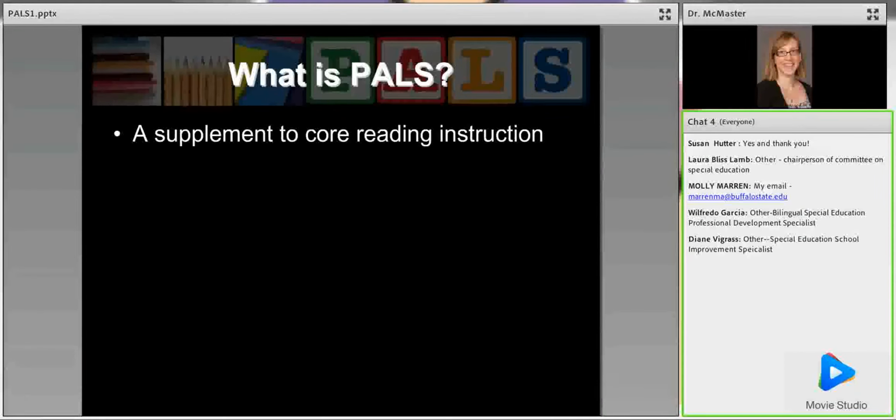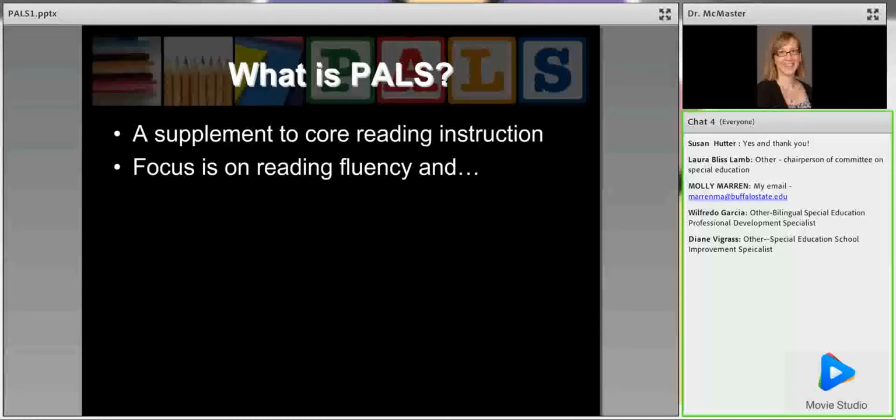So another important aspect of PALS is that it's a supplement to core reading instruction, so it's not really a standalone curriculum. It's not a certain set of content with a specific scope and sequence. It's really designed to be a way for kids to practice important reading skills that are covered in other aspects of reading instruction. So it's a supplement. It's not a standalone program. That's an important thing to understand about PALS.